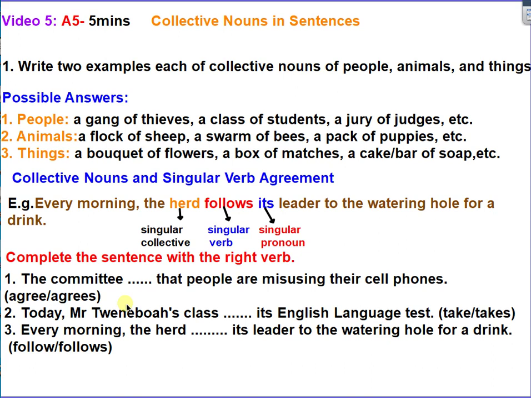Our next video is going to be how we can use collective nouns with a plural verb. Okay, this one is a singular verb. So you should also know how to use collective nouns with a plural verb. So thank you, and let's move on to our next video.